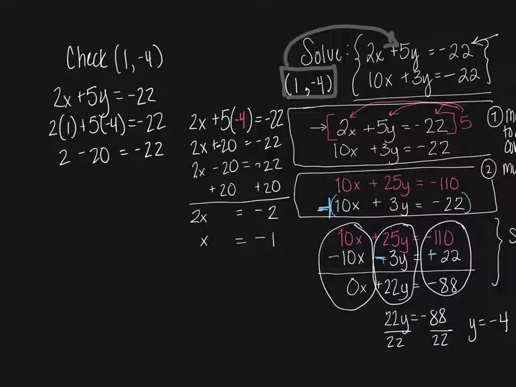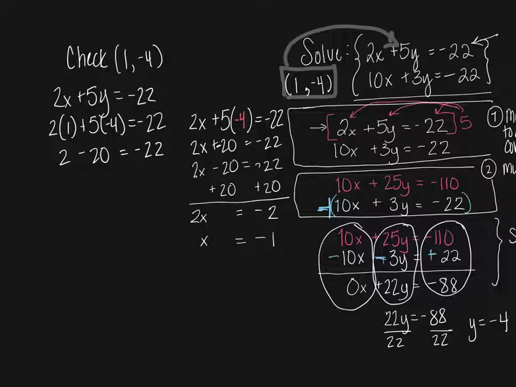This would make it 2 times negative 1 plus 5 times negative 4, which would indeed equal negative 22. So make sure that you are always checking your work. It catches negative mistakes, it catches simple mathematical errors, and it's really not that hard to do. So what this is telling me is that this system of equations comes to an intersection at the point of -1 and -4.